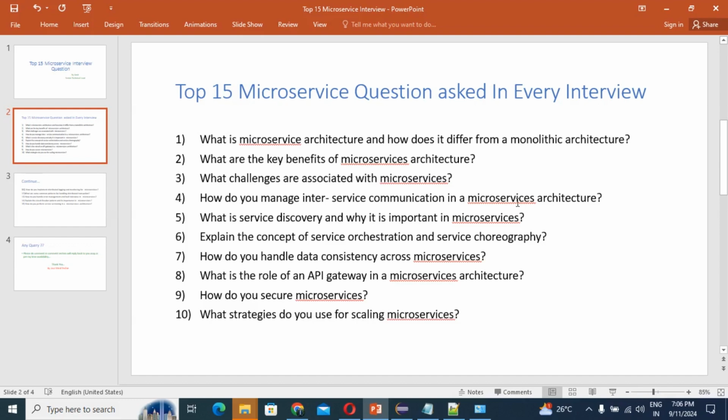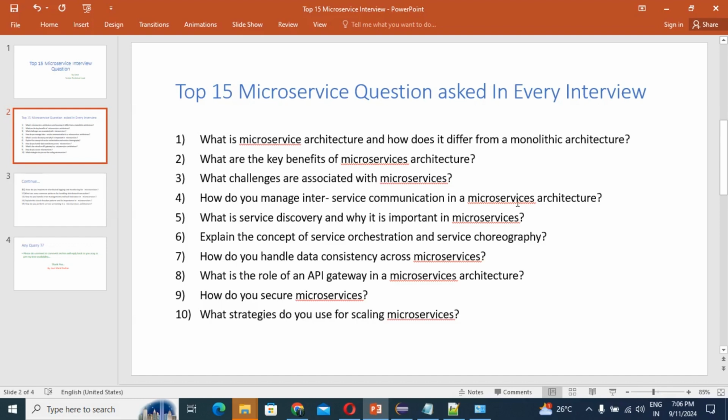I hope this answer makes sense for you. If you are able to give such an answer to the interviewer, definitely they will be convinced. Okay, moving on. Second question: what are the key benefits of microservice architecture? This is also very important. If you know the answer, your confidence will be boosted and you will answer the interviewer confidently.